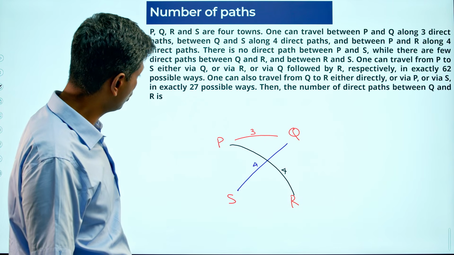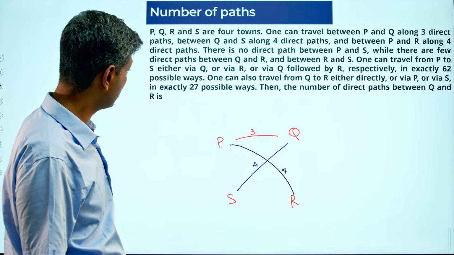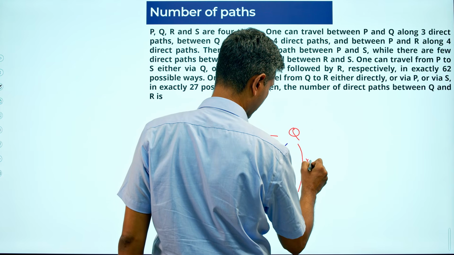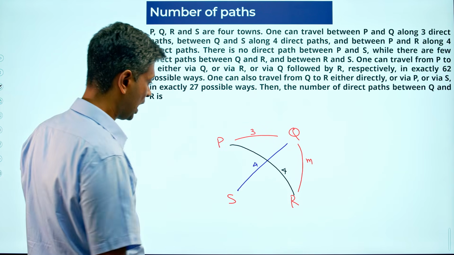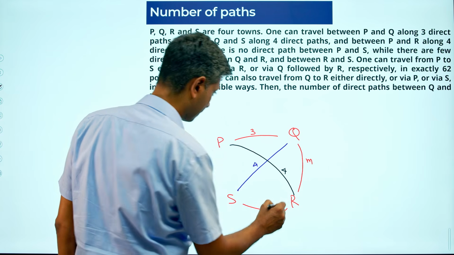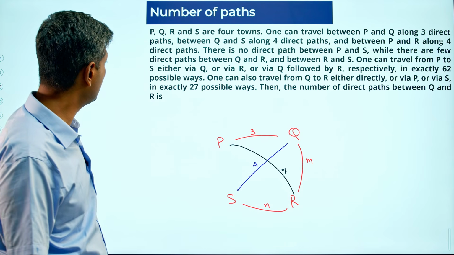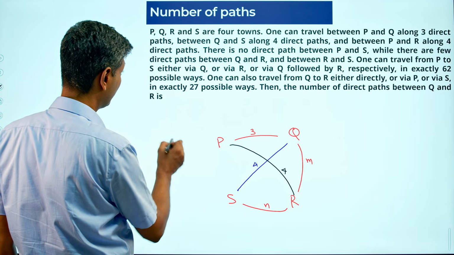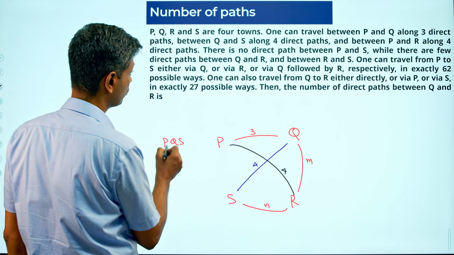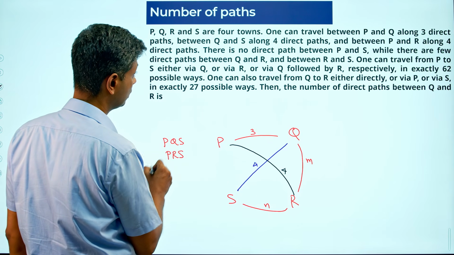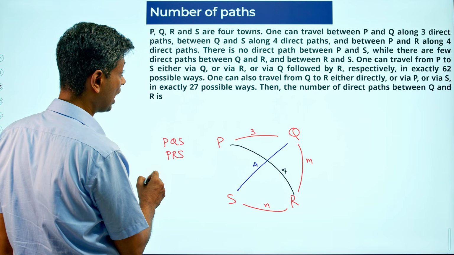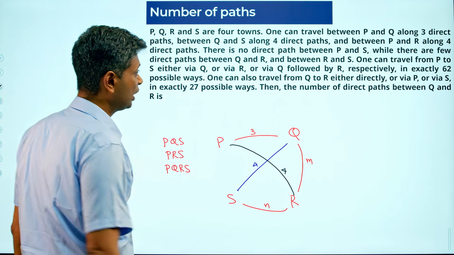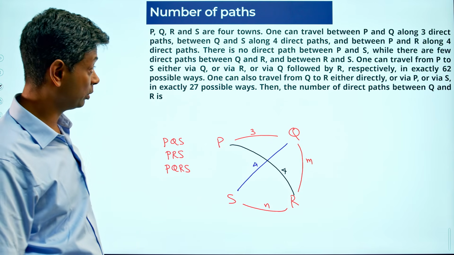Nice. There's no direct path between P and S. Well, there are a few direct paths between Q and R, and between R and S. One can travel from P to S either via Q, which is PQS, or via R, PRS, or via Q followed by R, respectively, PQRS, in exactly 62 possible ways.